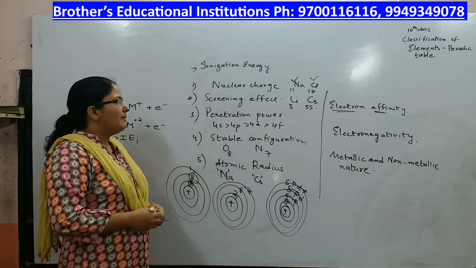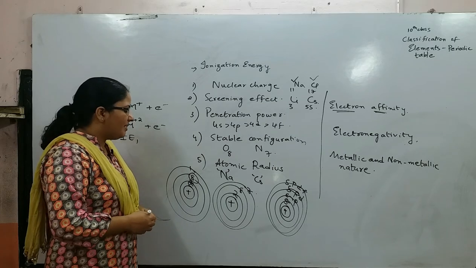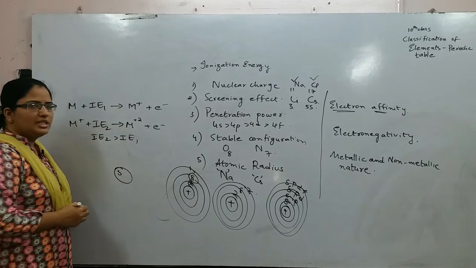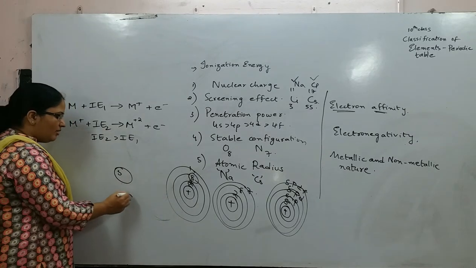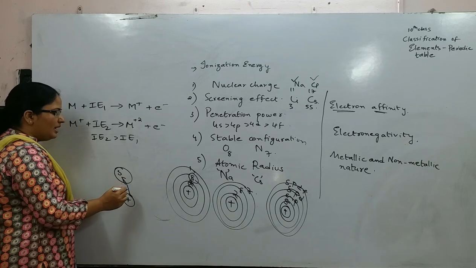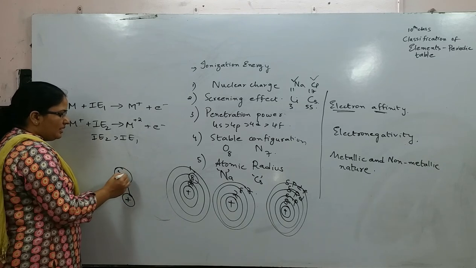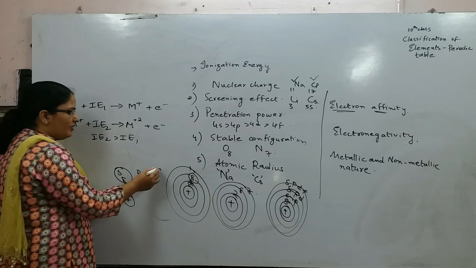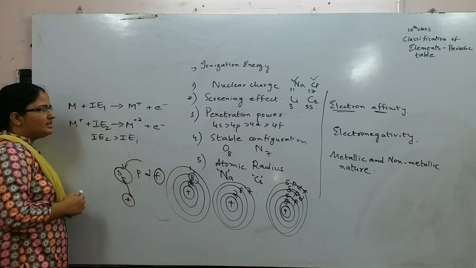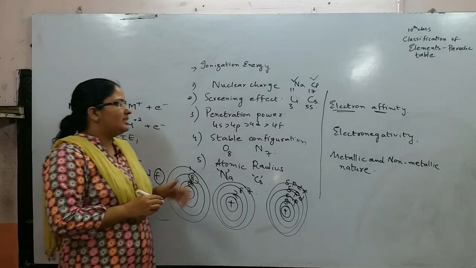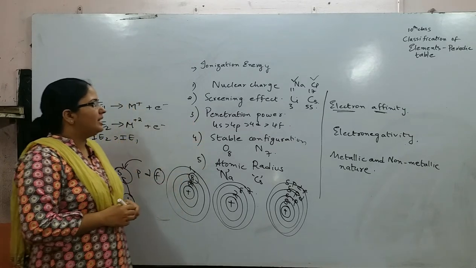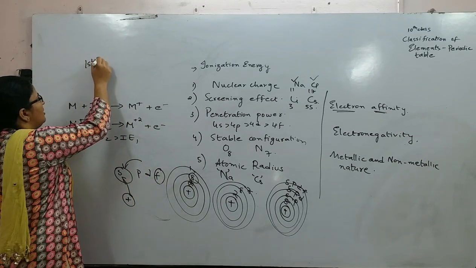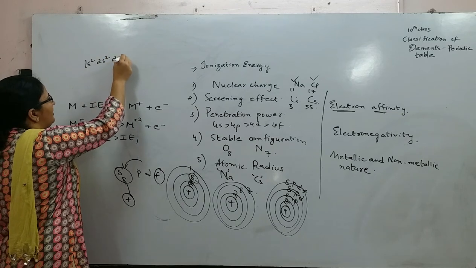Next is the penetration power. Penetration power is nothing but, let us say you have s orbital. S orbital is spherical in shape. So, the nuclear hold over the s orbital is more compared to P, D and F. So, it is easy to remove an electron from F rather than S. So, that is about the penetration power. Next is a stable configuration. If you see the electronic configuration of oxygen, it is 1s2, 2s2, 2p4.